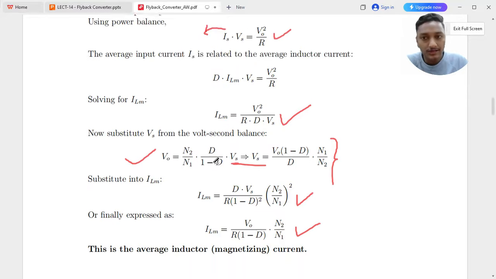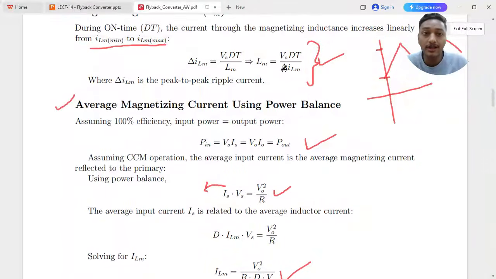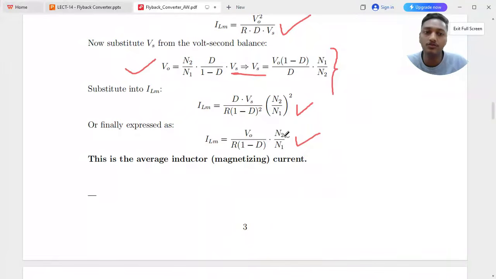I hope till this point we have seen that. This is the one formula to derive the Lm value while designing the magnetizing inductance, and what the average value of the current is which will flow. This is also another important parameter which will be selected while selecting the actual inductor: what is the average current that is flowing through it. I hope you understood this.